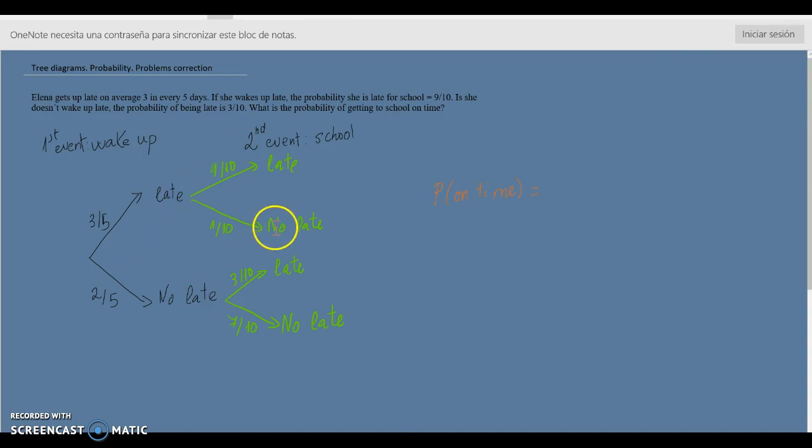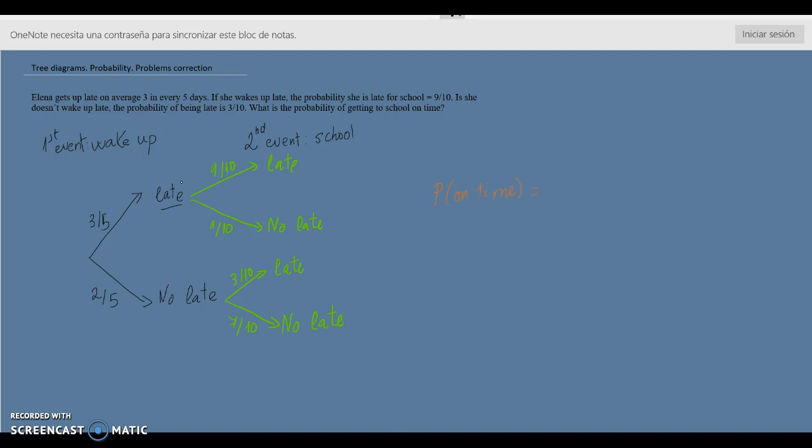So the first event is when Elena wakes up, so she can be late or not late. She's late 3 in every 5 days, so 3 over 5. She's not late the other 2 days. When she wakes up late, she's late at school 9 over 10. So she's not late 1 over 10.